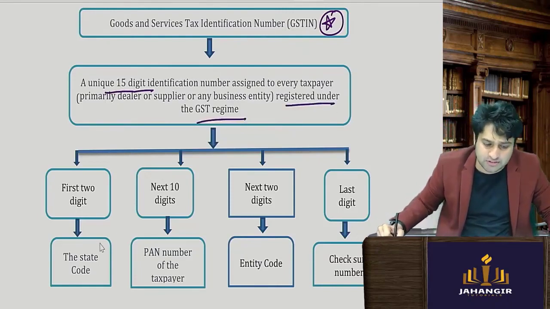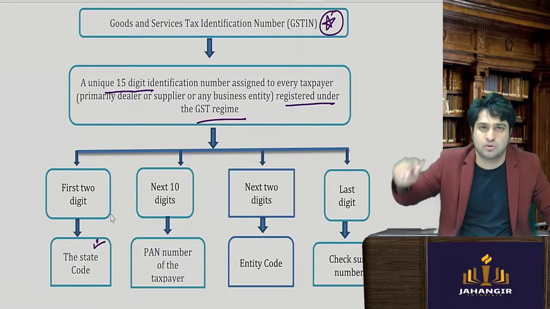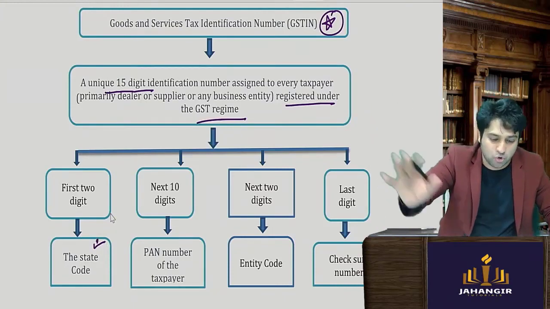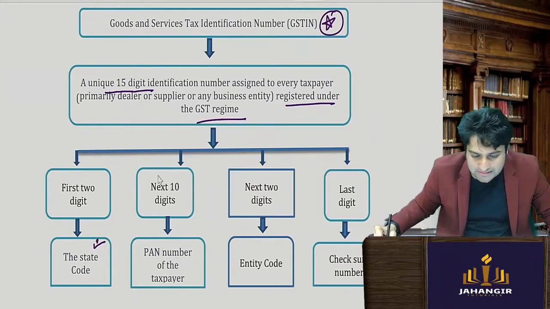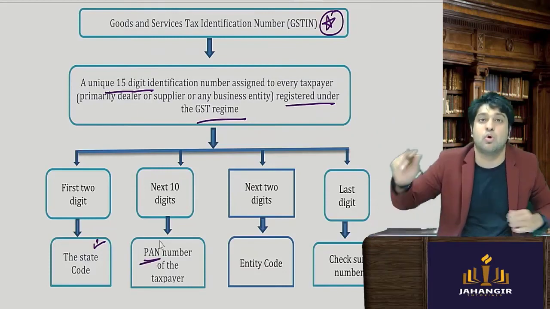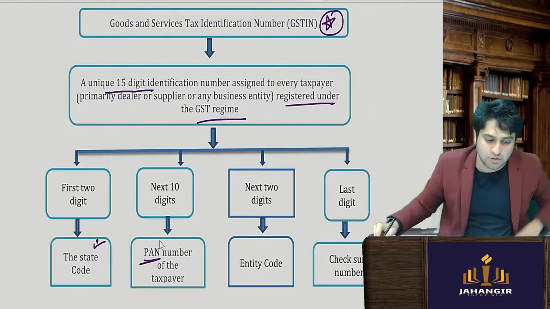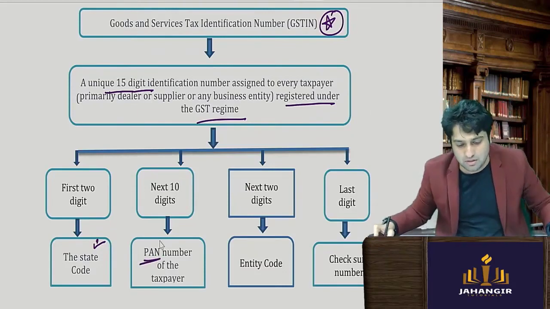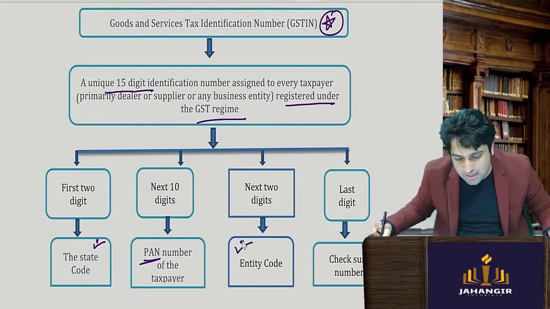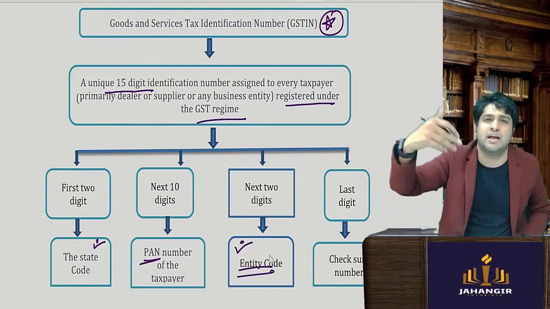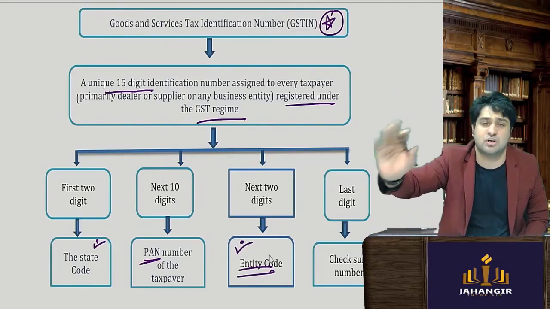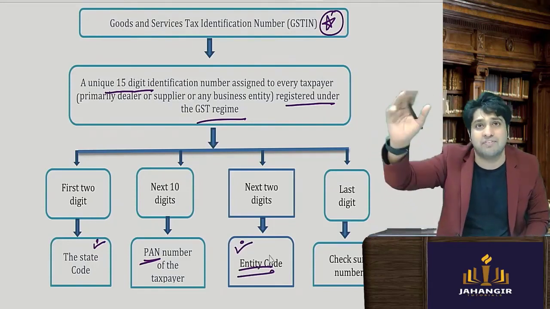Now the first 2 digits give you the state code. So Maharashtra, Gujarat, the state code will come here. The next 10 digits will give you the PAN number. So state code, then PAN number, then the entity code. Entity code tells how many registrations have been made with the same PAN.